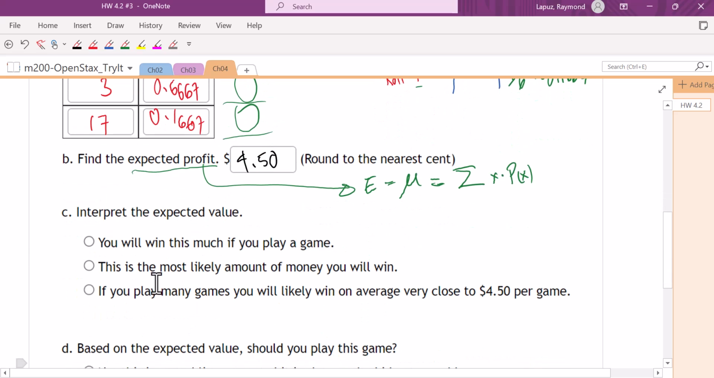So interpret your expected value. Expected value, you win this much if you play the game. That's not really a guarantee, because you roll the die, and then it could be whatever it is. So number 1 is not a good answer. Number 2, this is the most likely amount of money you will win. That's not so accurate either, because it's not likely in the long run. The last one, if you play many games, you will likely win on average very close to $4.50. So that is a more accurate interpretation of the expected value. So this is going to be the response.